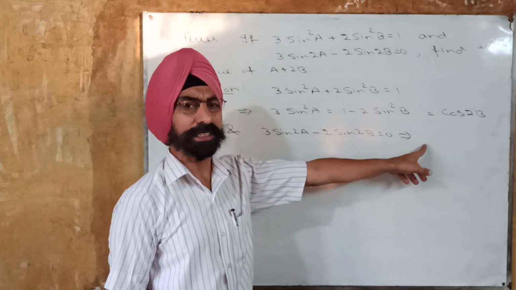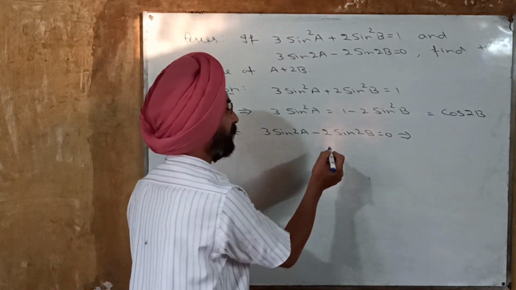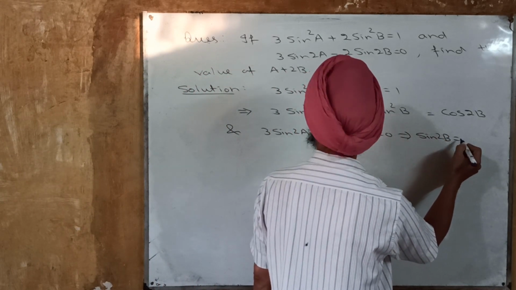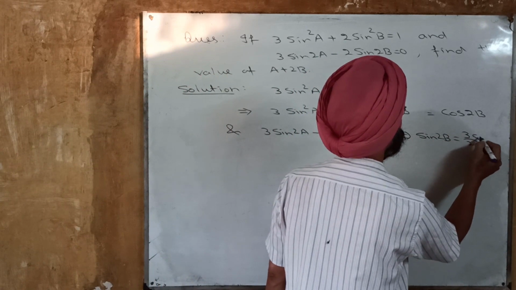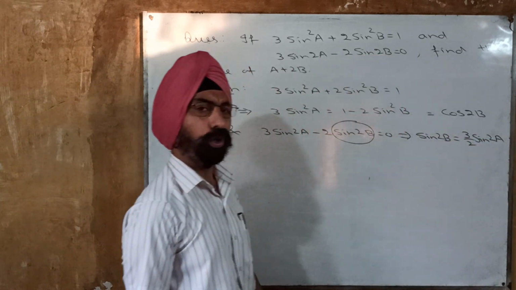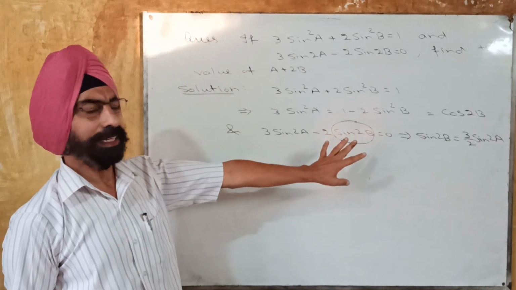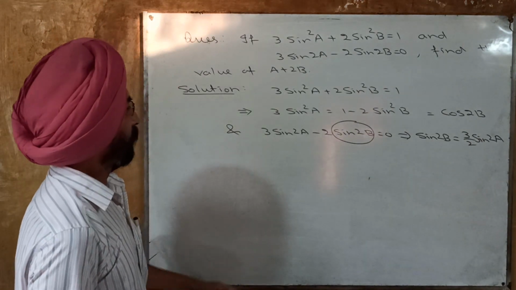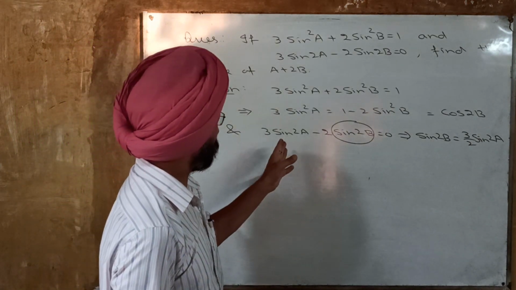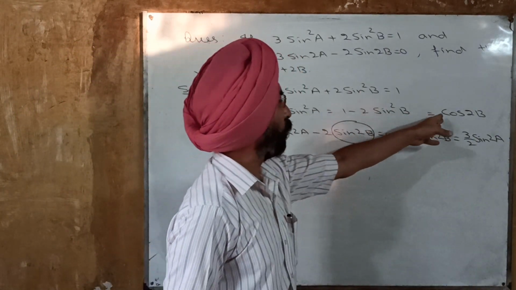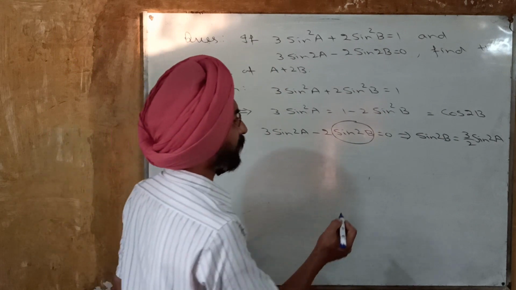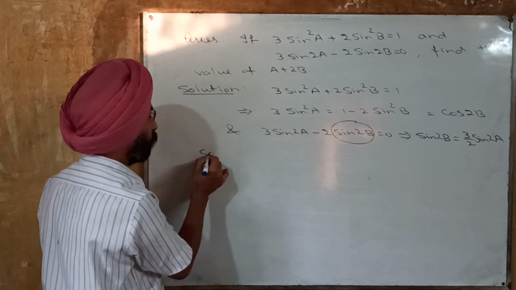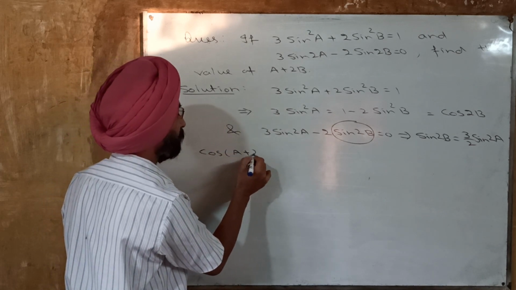Take this 2 sin 2B to the other side and divide both sides by 2 to find the value of sin 2B. So sin 2B will be equal to 3 upon 2 sin 2A. So we have solved the key point, and now what we require is A plus 2B. I am having the values of 3 sin 2A, this cos 2B. Having the values of cos 2B and sin 2A, I am going to solve it for cos A plus 2B.